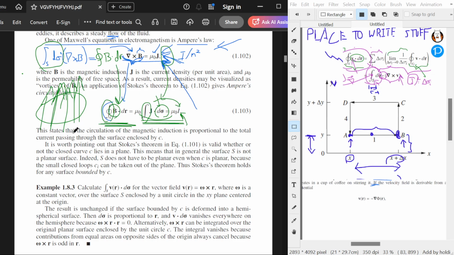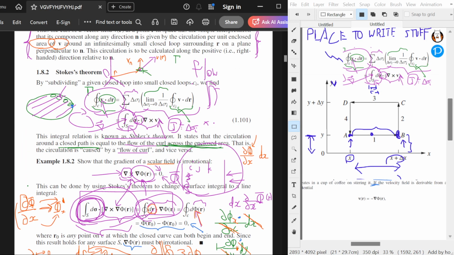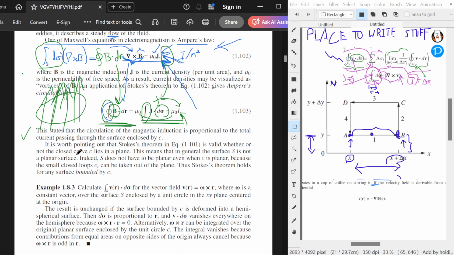It states, I agree. It is worth pointing out that Stokes' theorem in equation 1, this thing that we have saved here, is valid whether or not the closed curve, yeah, obviously, lies in a plane. This means that in general the surface S is not a planar surface. S is allowed to be planar even when C is planar, because the small closed loop C can be taken out of the plane. Stokes' theorem holds for any surface bounded by C.